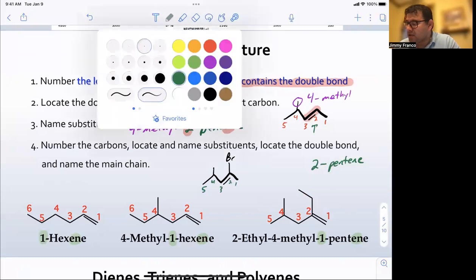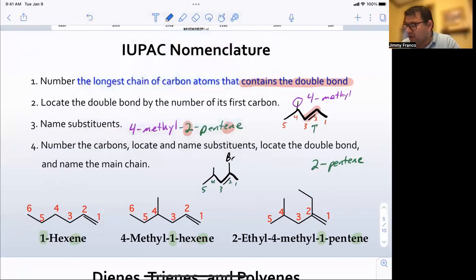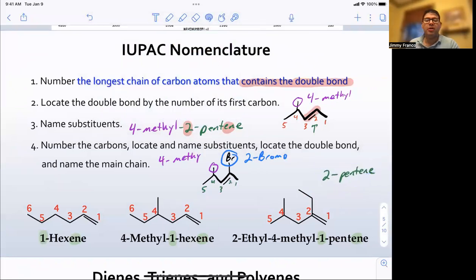Now we just got to name our substituents. So we have a bromine on top. So we change halogens from bromine to bromo, right? Chlorine to chloro. So this one's also on carbon 2, so it's going to be 2-bromo. We have a methyl group, right? Just like we did on the previous one. So it's going to be 4-methyl. And if you remember, we never alphabetized the parent chain, which is this 2-pentene in green, but we alphabetized all the substituents. So the 2-bromo will go first.